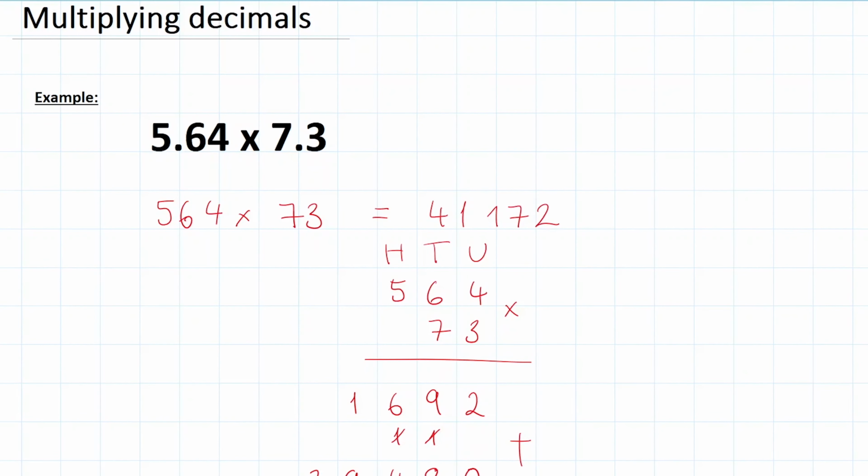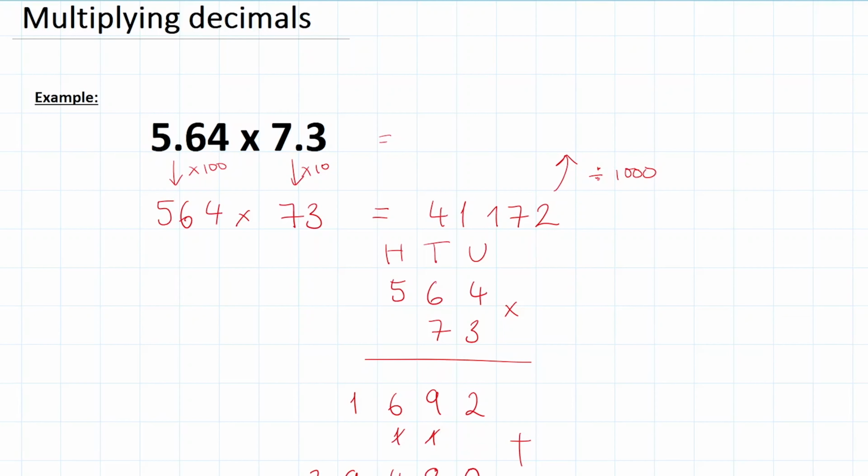But if you think back to our initial problem, I don't have 564 by 73, I have 5.64 times 7.3. What I technically did is multiply 5.64 by 100 to get the whole number 564, and multiply 7.3 by 10 to get 73, so my answer will be 100 times 10, which is 1,000 times larger than what I needed. So to work out my original problem, I need to divide my answer by 1,000, and that would give me the proper answer.